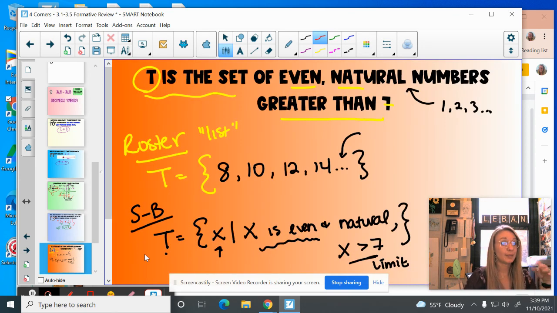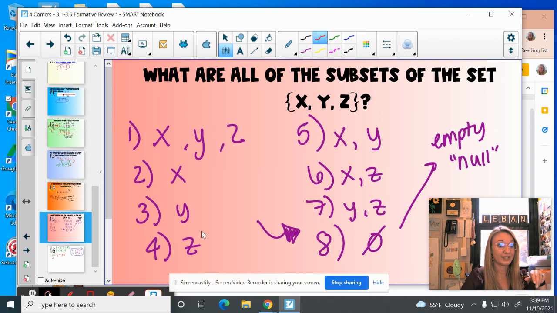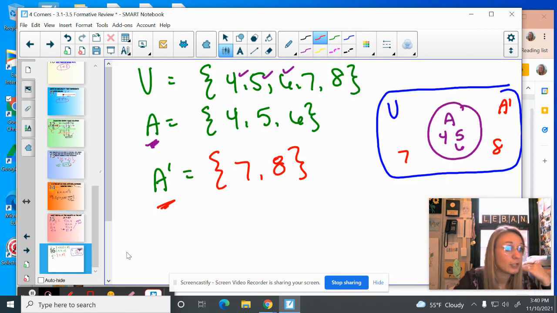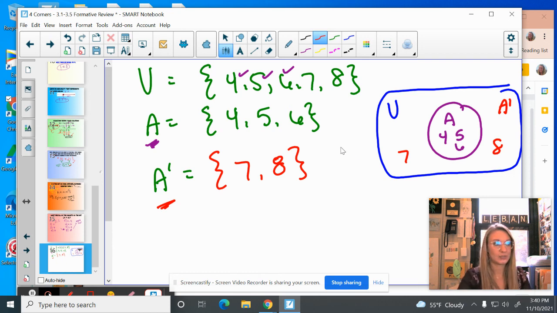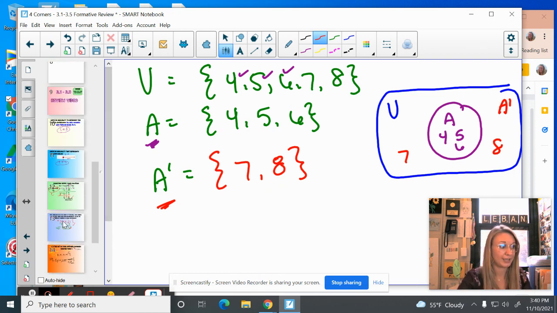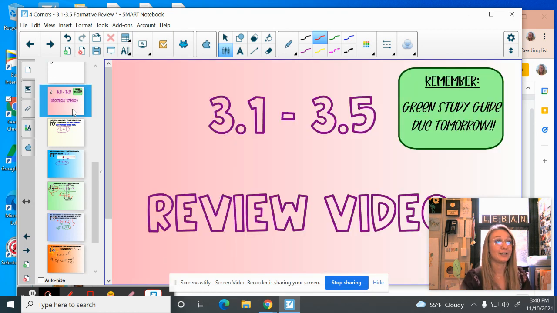You will be given some type of description of a set and you will have to list it in roster form and set builder. You will have to tell me as many different subsets that you can make from a given set, like X, Y, and Z. And the last thing is when you have a universal set, and then you're like, okay, these elements are part of set A, what's the complement of set A, etc. All of this is shown in your green study guide that we played with the Jenga game on Wednesday, but make sure that that's done in preparation for your assessment.